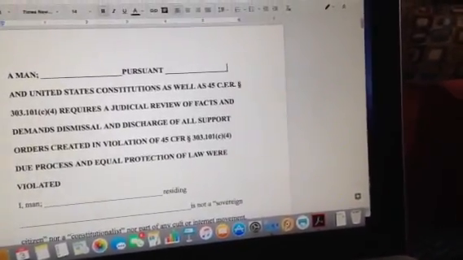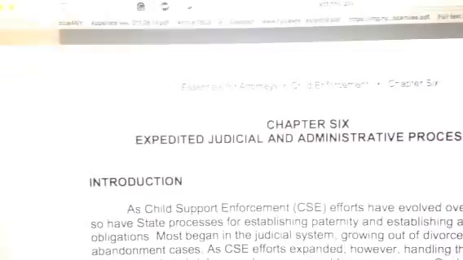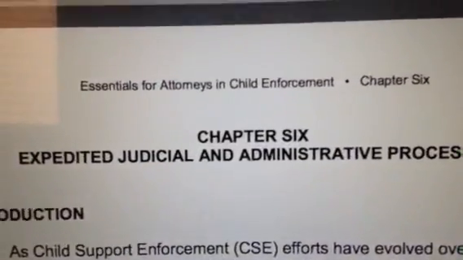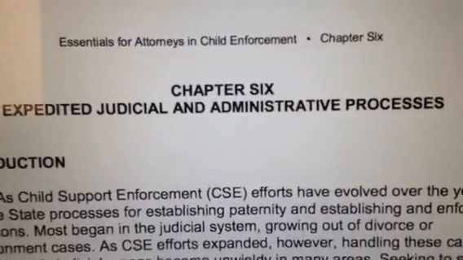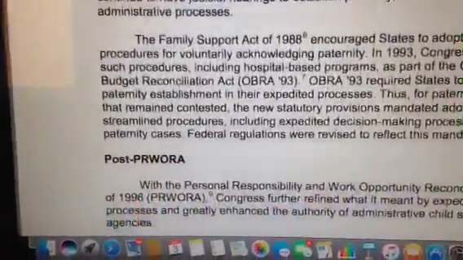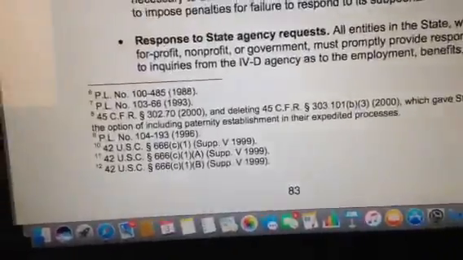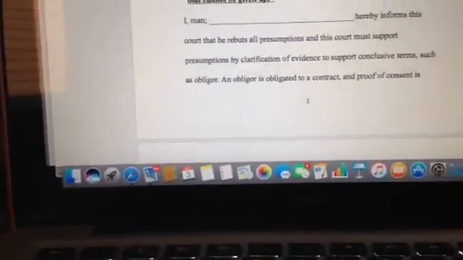Also, what I did was I went to their website. Okay, this is their website. Essentials for Attorneys in Child Support. Chapter 6, Expedited Judicial and Administrative Processes. And it shows exactly what they're supposed to do. And if they don't go by these procedures, they're in violation. Okay, so you got them now. So I use that. So we're going to attach that as well.